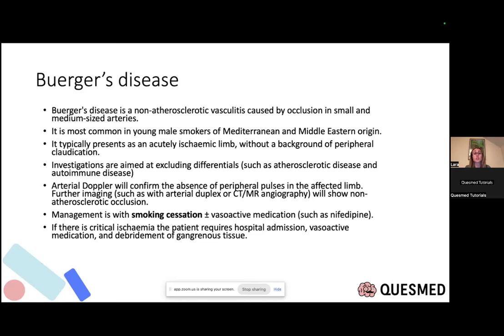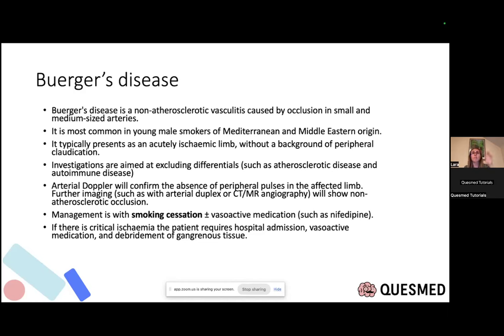It's because she's still smoking. They think it's like a hypersensitivity reaction to nicotine. So the most important thing that you can do for someone with Berger's is that they should never smoke. And you can give vasoactive medications like you would give in Raynaud's, like nifedipine, just to open up the peripheral vasculature to improve blood supply.